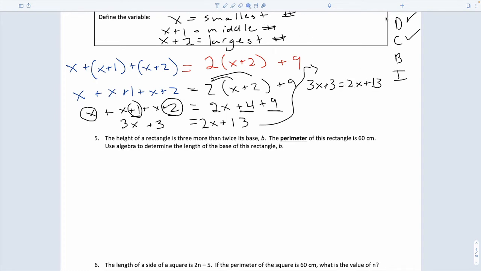Okay, Tennyson, what would I do next? We distributed, we combined like terms. Now we're going to bring every number to one side. Put the minus 2x under 3. Sure. 3x minus 2x is 1x, or just an x. X plus 3 equals 13. Final step. Jersey, what would I do to get my x value?